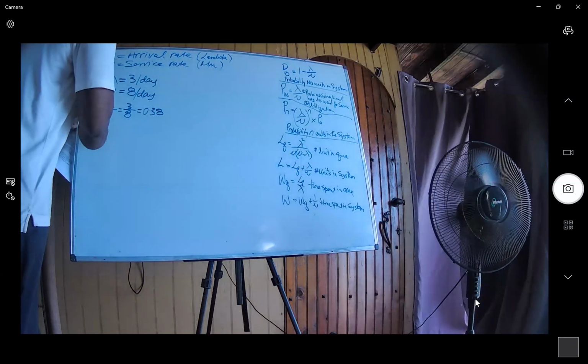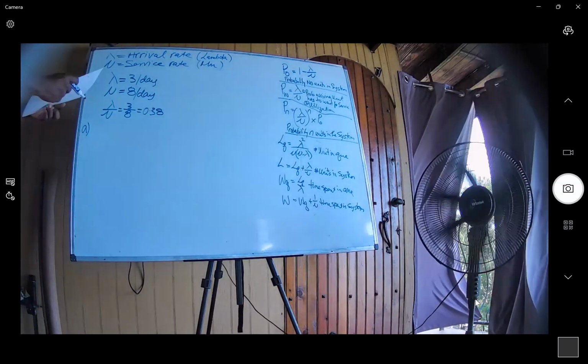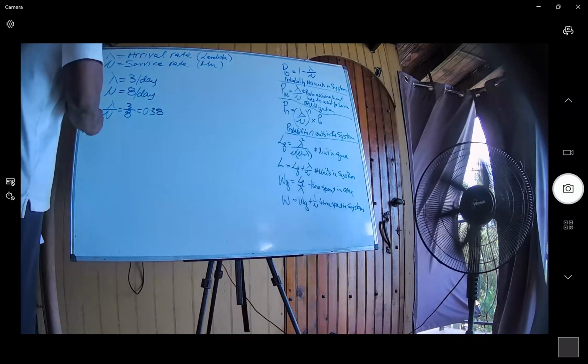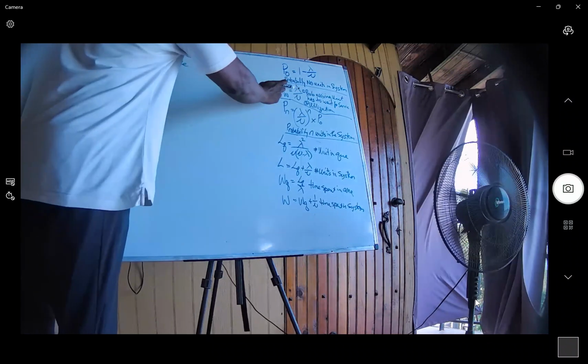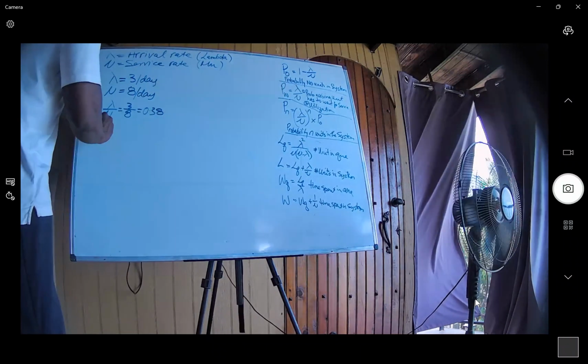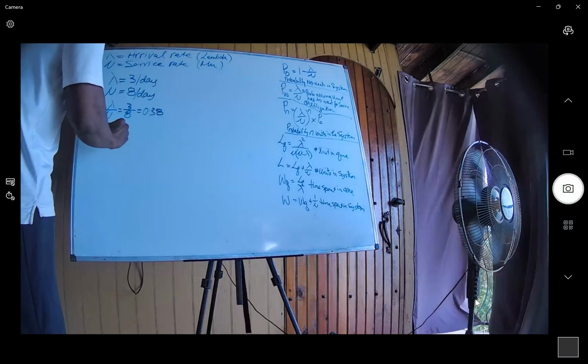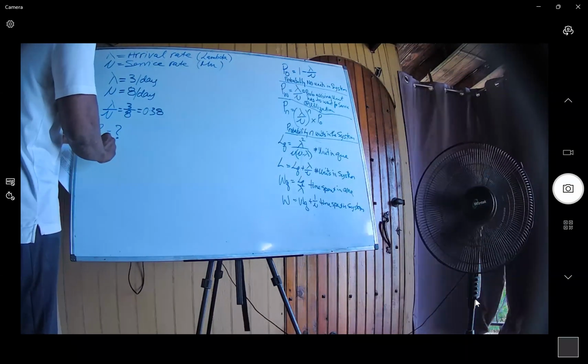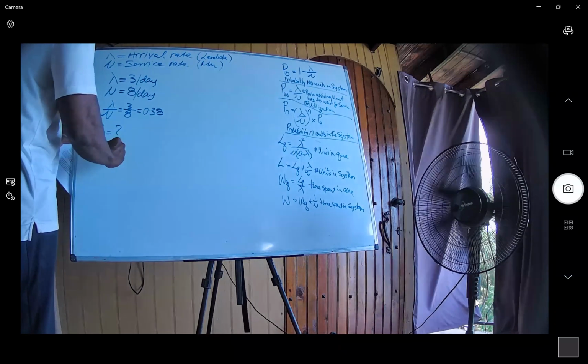Now, to find anything that we're looking for, you need to say what you're looking for. You're looking for utilization, and utilization is rho, right? So rho is what I'm looking for, utilization. I put a question mark there, and I say rho is equal to lambda over mu.